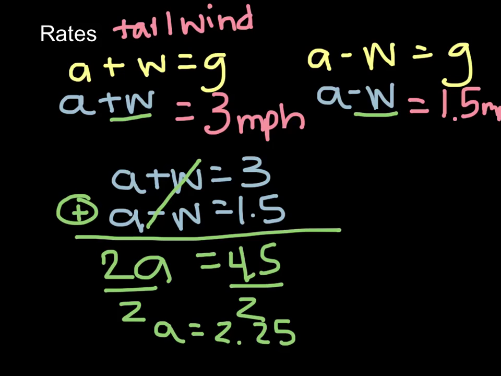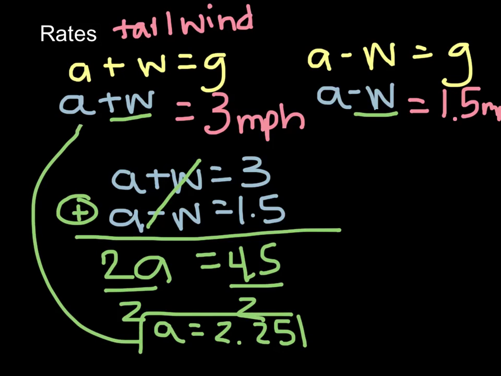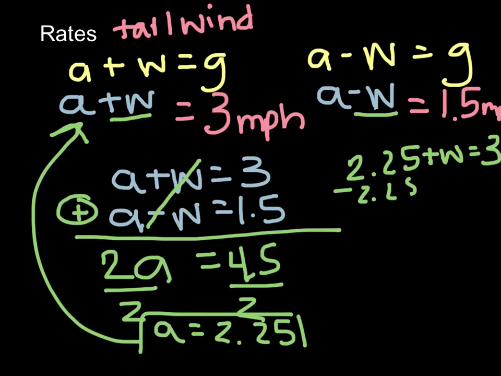Simply plug in what you know, which is a, and solve for your missing variable. So if I plug a is equal to 2.25 into this equation, I get 2.25 plus your wind speed is equal to 3. Well, if you subtract 2.25, sorry, I'm going to run out of room on both sides, pretend like you can see it all, you get w is equal to 0.75.